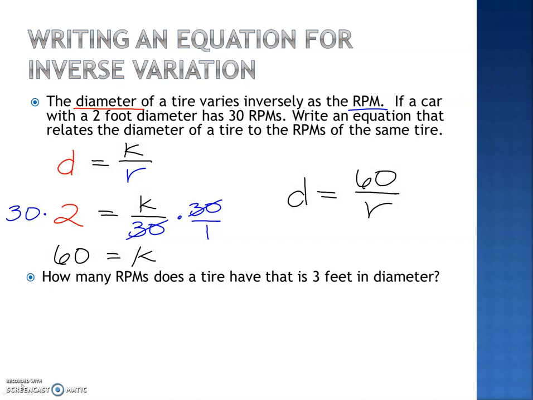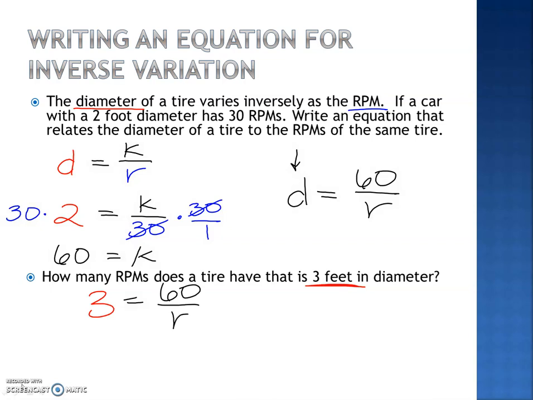Okay? So on your homework, they're going to have some where they ask you just to write the equation. After you write the equation, it says how many RPMs does a tire have that is 3 feet in diameter. So I know that my diameter is 3 feet, so I'm going to plug that into D from the equation I found last time, and then I've got 60 over R.